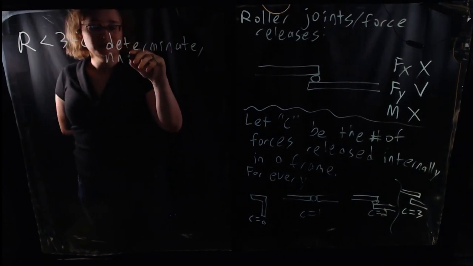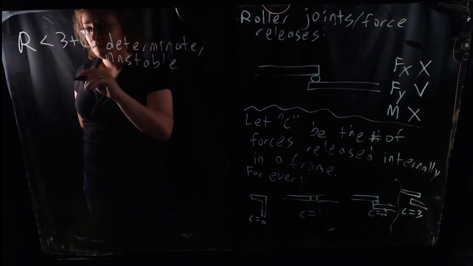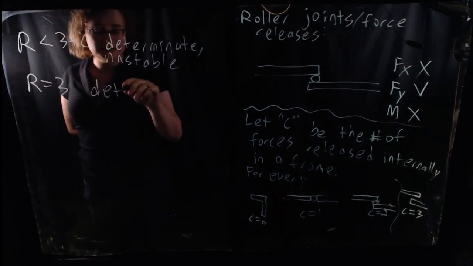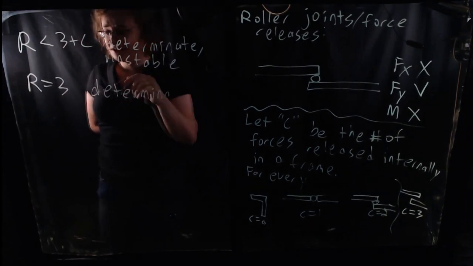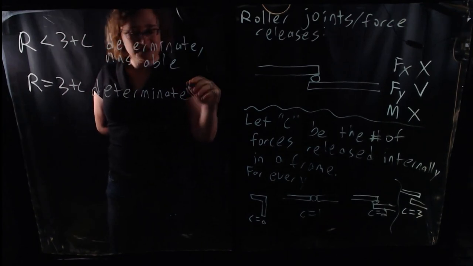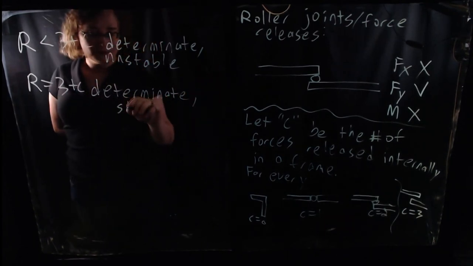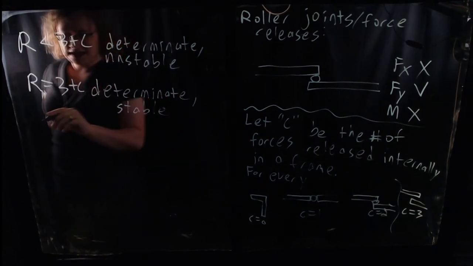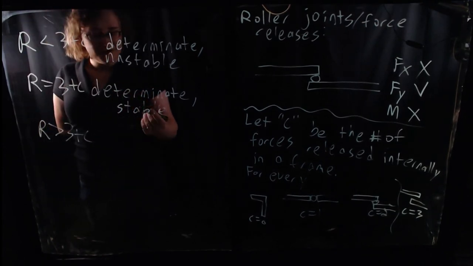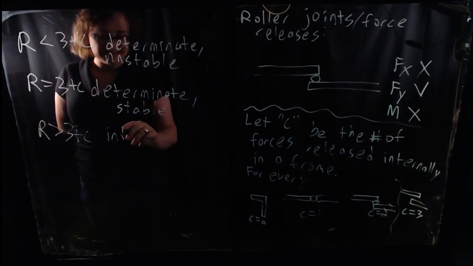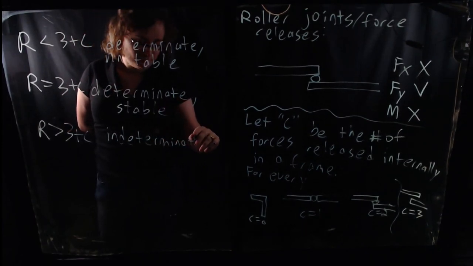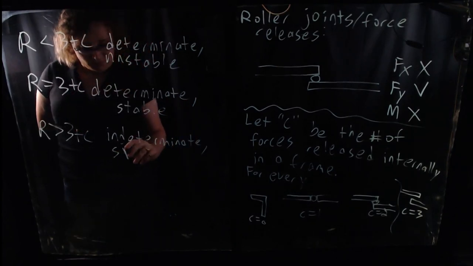If R is less than 3 plus C, then we have a determinate but unstable structure. If R is equal to 3 plus C, then we have a determinate and stable structure. And if R is greater than 3 plus C, of course, then we have a system that is indeterminate but stable.